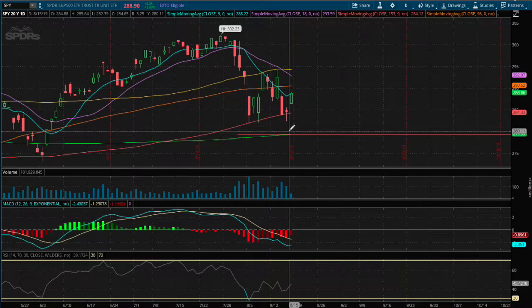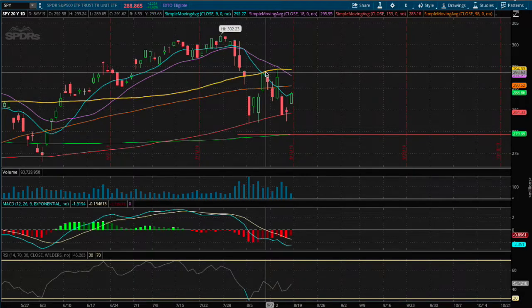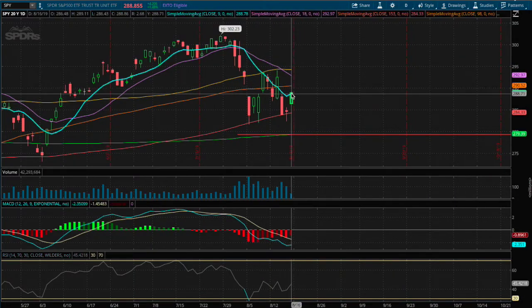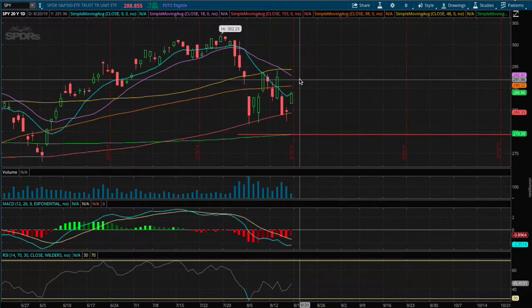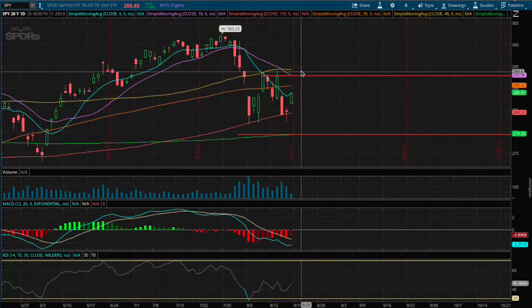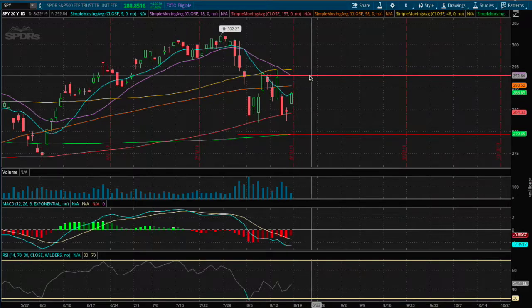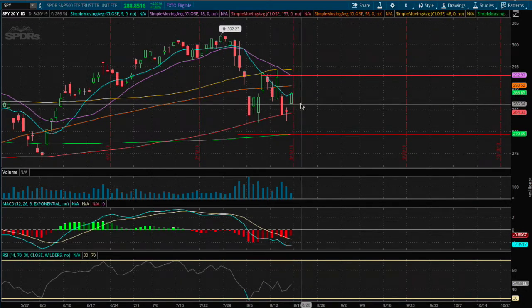And as for resistance, we've been touching the 9-day moving average, and the next resistance above that is the 18-day moving average. We need to touch that resistance and break out in the next coming days in order for this uptrend to stay intact.